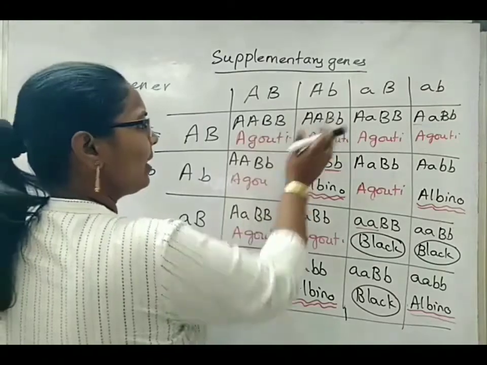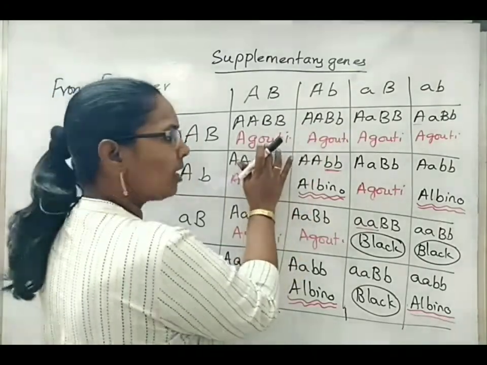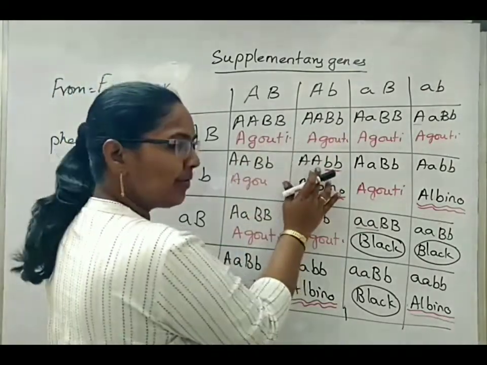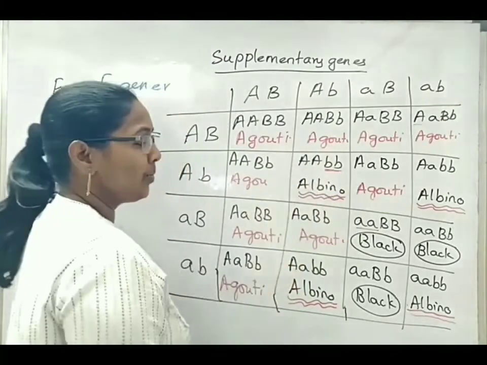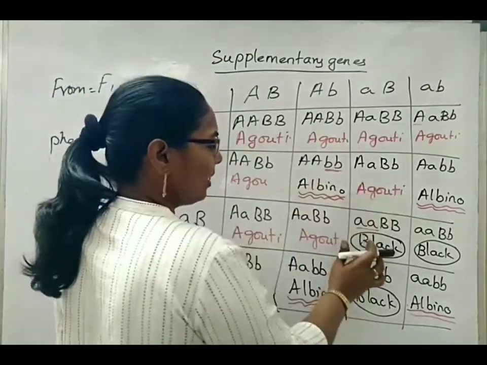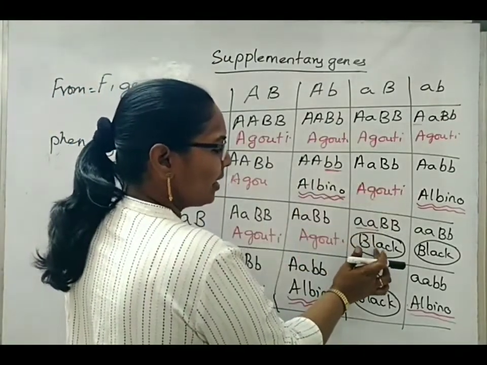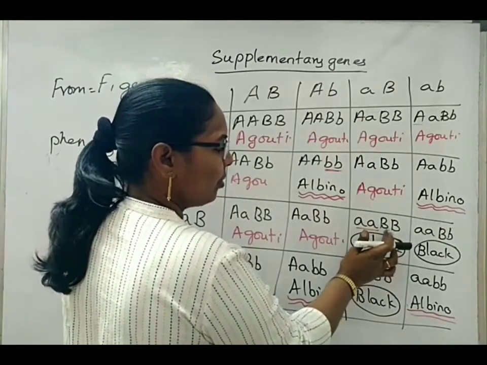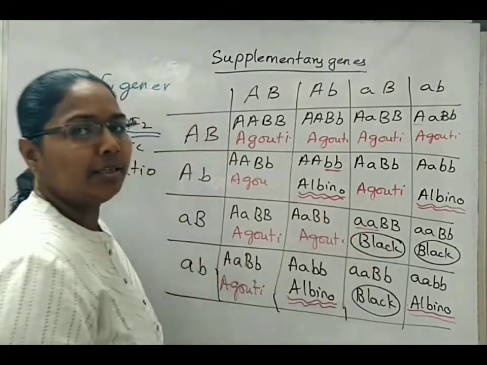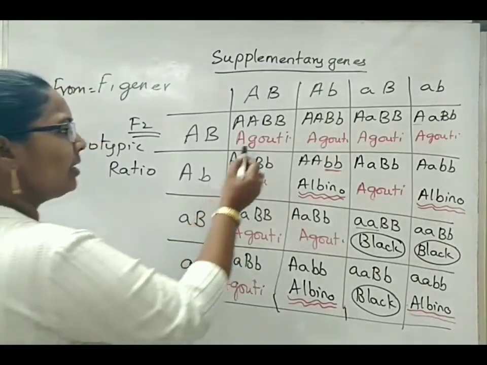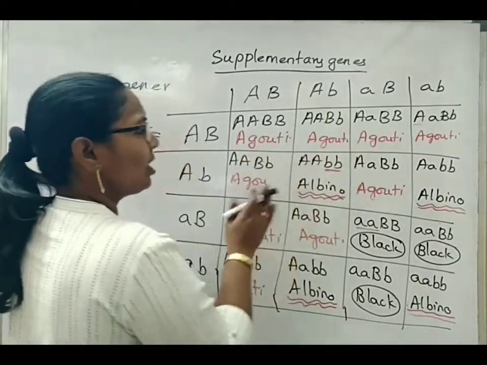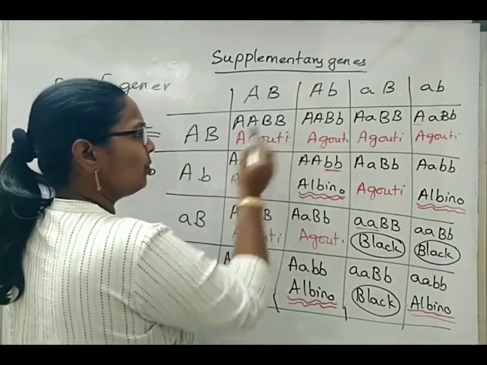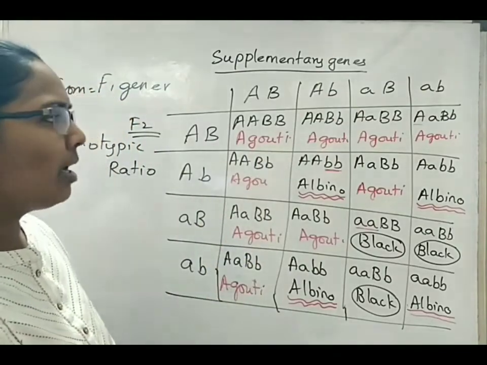See, when two dominant alleles are present, then they are giving out agouti. But when only one type of dominant allele is present, then it is responsible for albino. And when another type of dominant allele that is responsible for black is only present, then it is responsible for black color. So I have written here the names of the combinations, meaning phenotypic names. So two dominant allele pairs are always giving out agouti color.